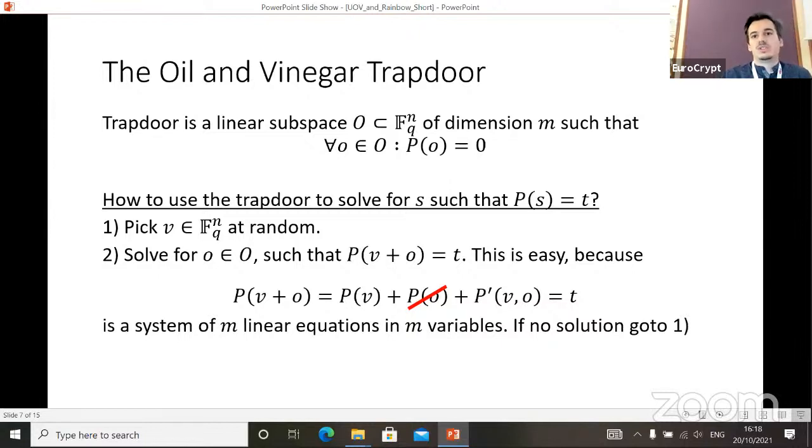So this whole equation is just a system of m linear equations in m variables. So you can just use Gaussian elimination to find a solution. And in the unlikely event that there is no solution, you just go back to step 1 and try again with a different vector V, right? And then you just output V plus O. So that's in a nutshell how Oil and Vinegar works.